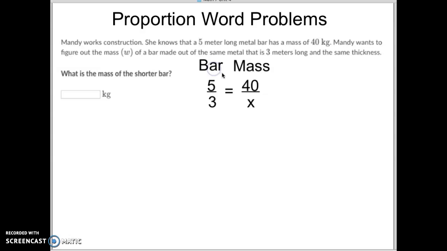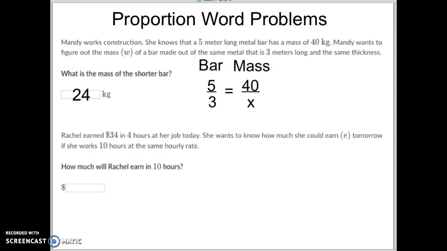Well, here's how you set it up. We know that the bar of a 5-meter long one has a mass of 40. And then on the bottom, we know that a 3-meter bar, remember we just put that under the bar, will have a mass of x. So, let's see, 40 divided by 5 is 8, so then 3 times 8 would be 24. Yeah, just that simple. We've kind of been working on these.